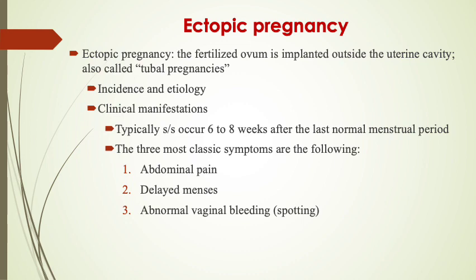With this ectopic pregnancy, there are clinical manifestations that the patient will present with. Typically, signs and symptoms will happen around 6 to 8 weeks after the last normal menstrual period. There are three most classic symptoms that are associated with ectopic pregnancy, and these are the hallmark signs. It includes abdominal pain, delayed menses, and abnormal vaginal bleeding or spotting. Those are your three classic symptoms of ectopic pregnancy.